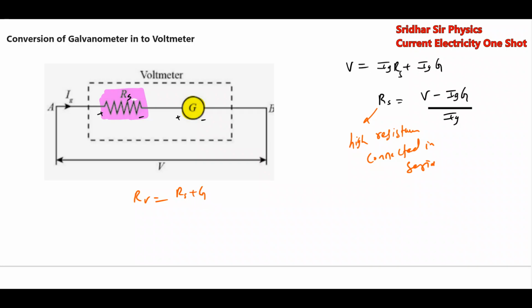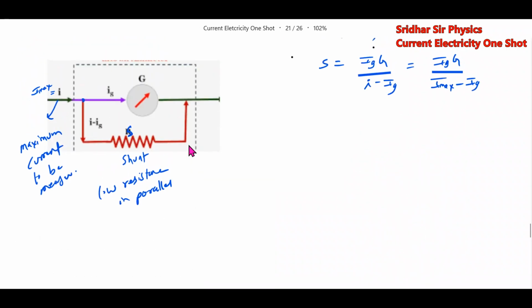What about the ammeter resistance? I forgot. The ammeter resistance Ra will be G S by G plus S.